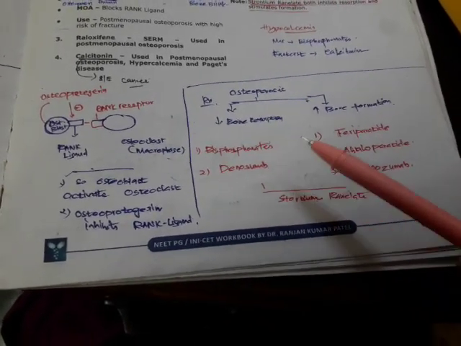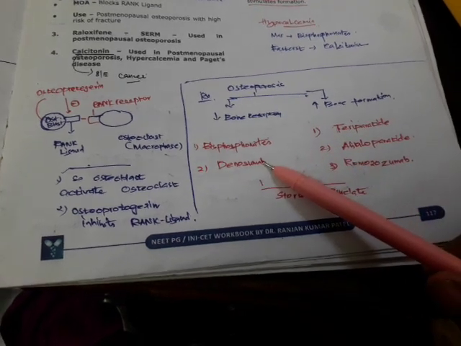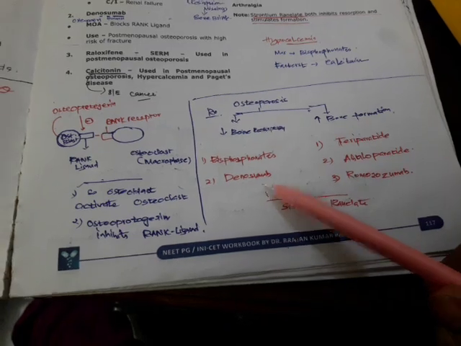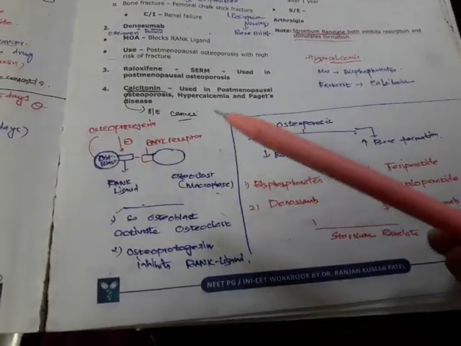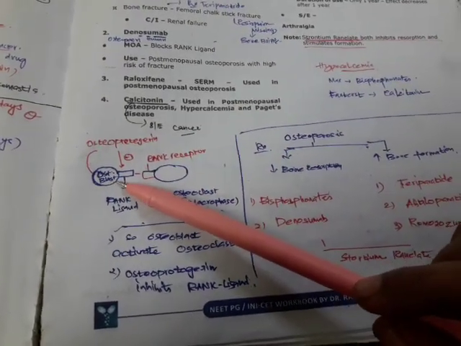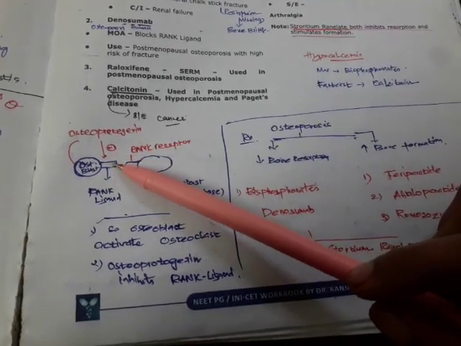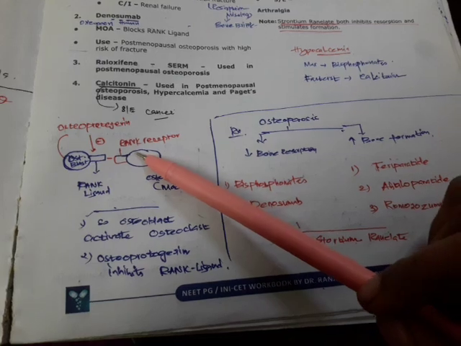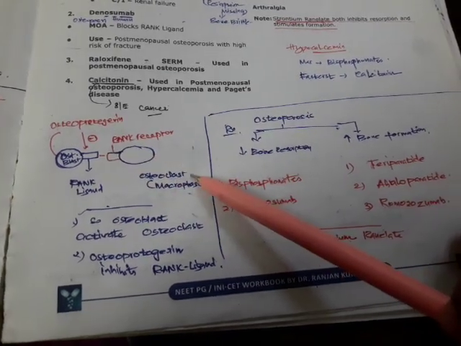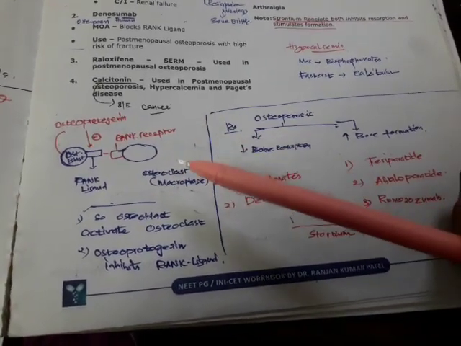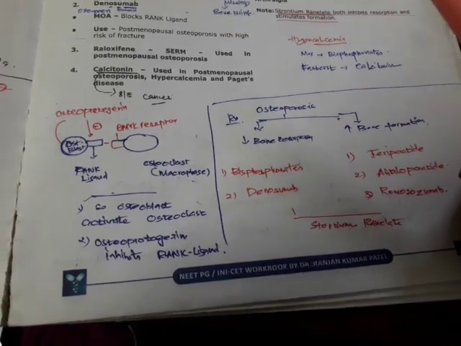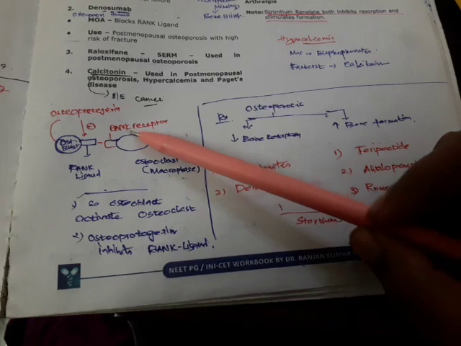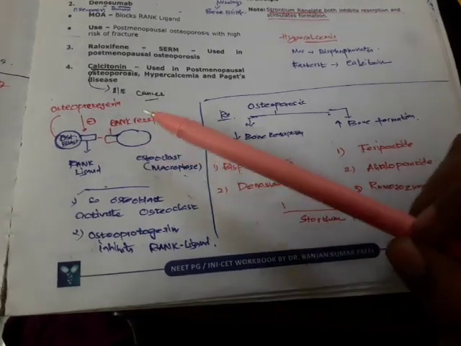It is an antibody, a monoclonal antibody. So what does this do? For this, we have to understand one basic thing. Osteoblast has one ligand, the RANK ligand, which attaches to a receptor, the RANK receptor, which is present in osteoclast cells. What do you mean by osteoclast? These are multinucleate macrophages, right? So the RANK receptor is present in the osteoclast cell.